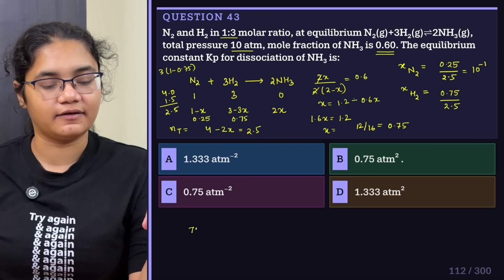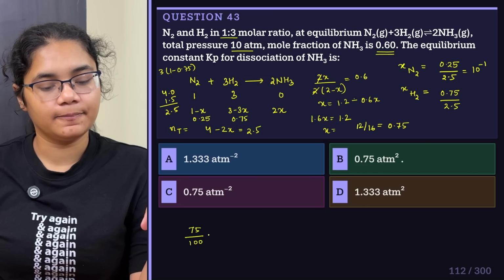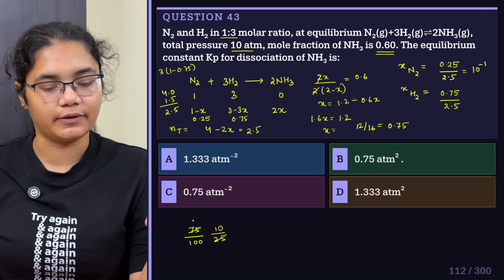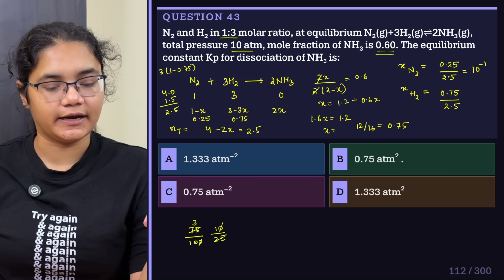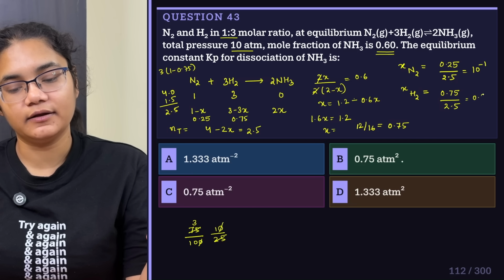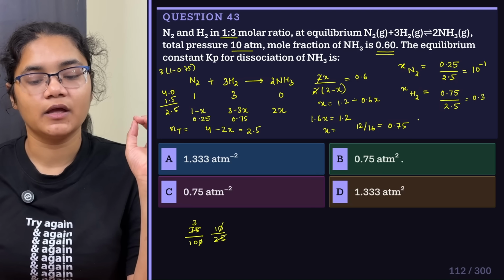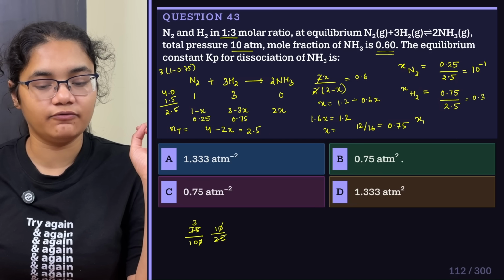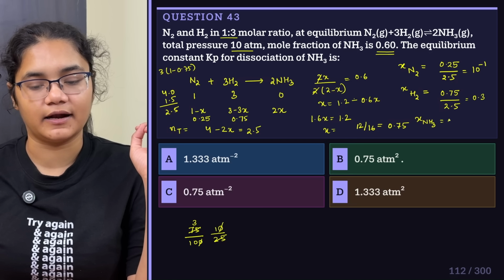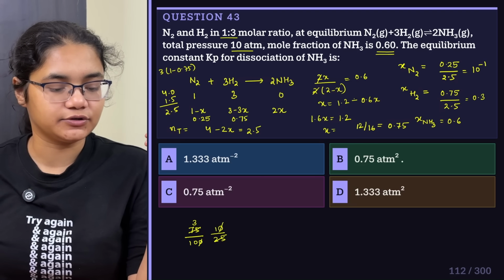So how can I write this? 75 by 100 into 25 by 10. 25 ones are 25, threes are. This one will get cancelled. So I will get here 0.3 mole fraction of H2. Now what is the mole fraction of NH3 that we have already been given? That is 0.6.